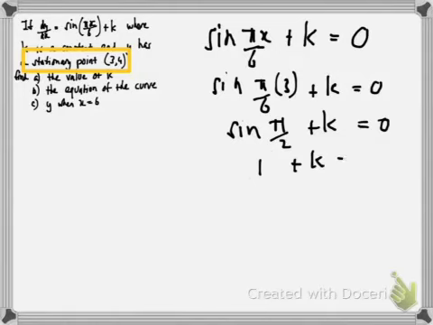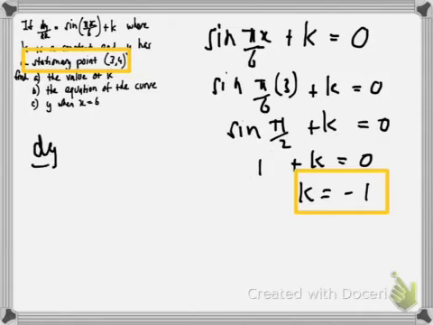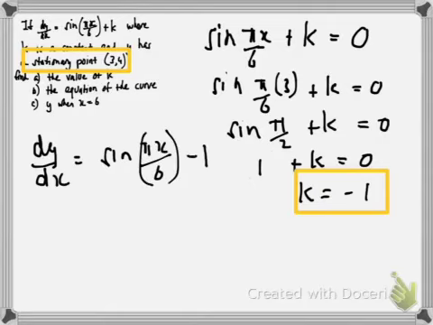1 plus k equals 0. Therefore k equals negative 1. So we've done question A. The value of k is negative 1. So that makes our dy/dx, now we know the value of k, sin(πx/6) minus 1.